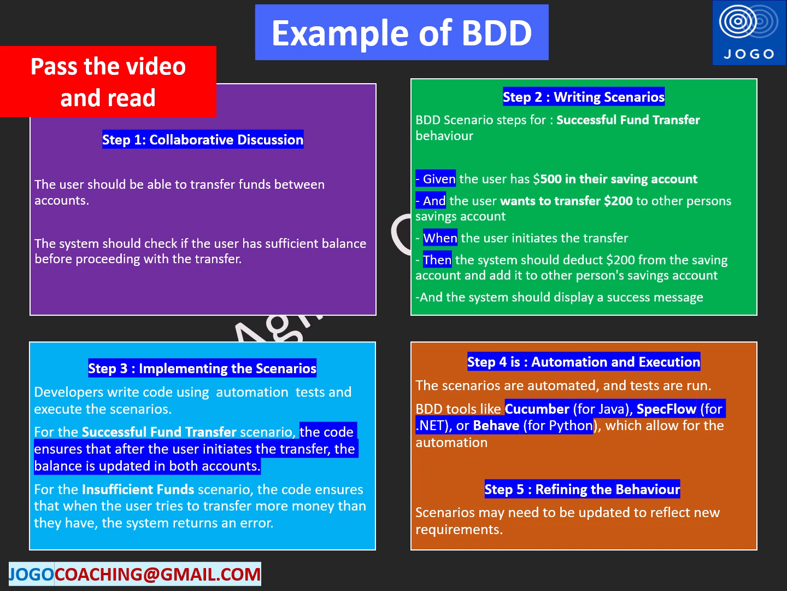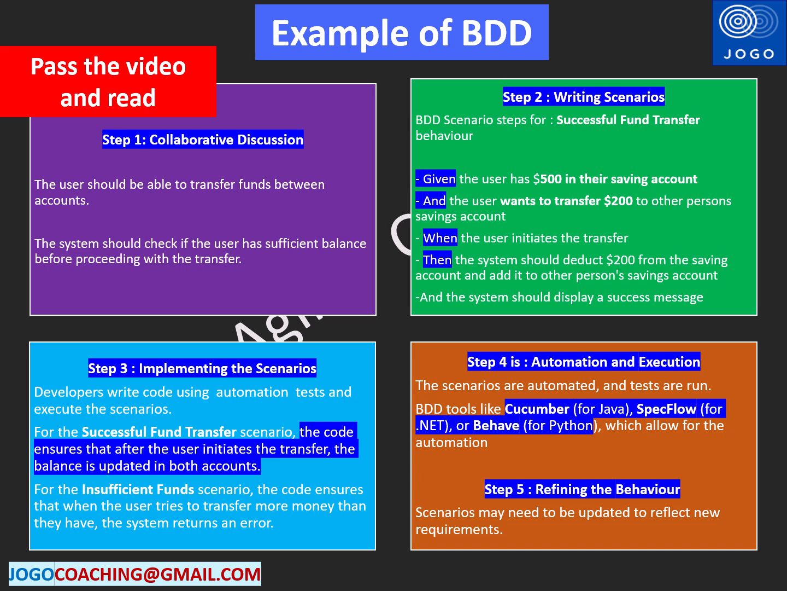So here we will see given, and, when, then, and. So this is the scenario based BDD process. Step 3 is implementing the scenario. The developer writes code to implement the behavior described in the scenarios. They might use tools like Cucumber or SpecFlow to automate the test and execute the scenarios.